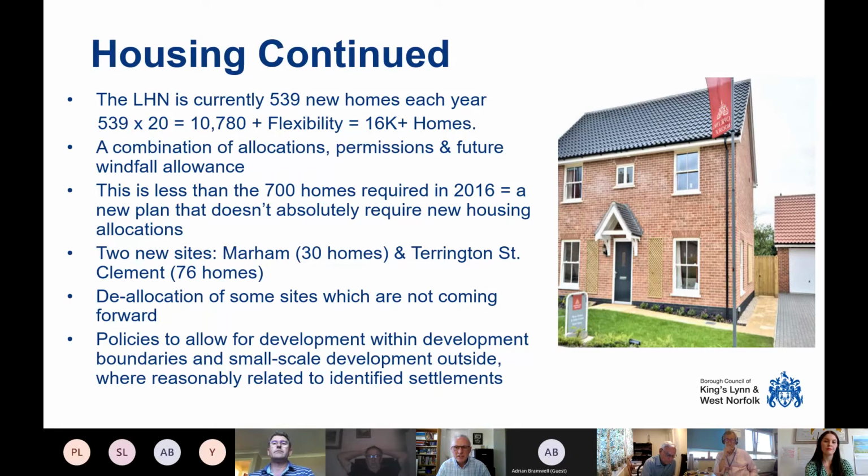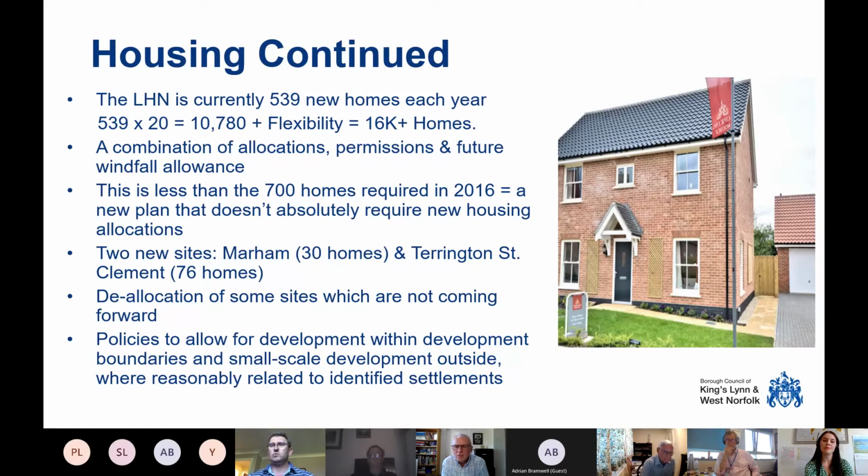Turning back to the 2016 plan, we had to meet a much higher housing figure of about 700 per annum. The result of that really is that this plan doesn't absolutely need to make new allocations. We only propose to allocate 2 new sites in this plan, one in Marham and one in Tone St Clement. We've also been able to deallocate some sites as well, because one of the key things that we've measured against is deliverability of what's in the plan. So if sites aren't coming forward and are showing no signs of coming forward, we'll take them out.